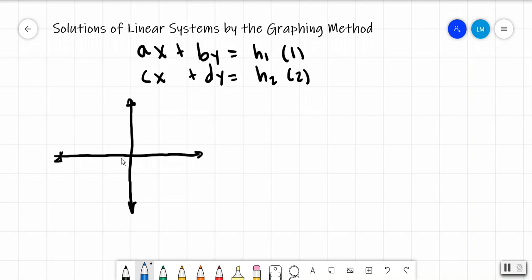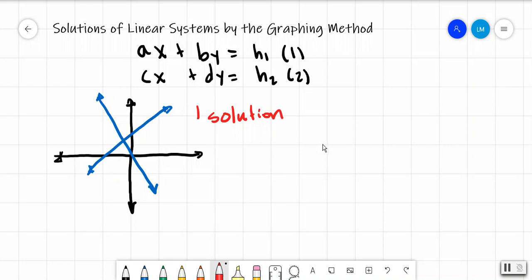So it is possible that two equations may intersect each other. So in this case, there's a solution that exists. So you have one solution.